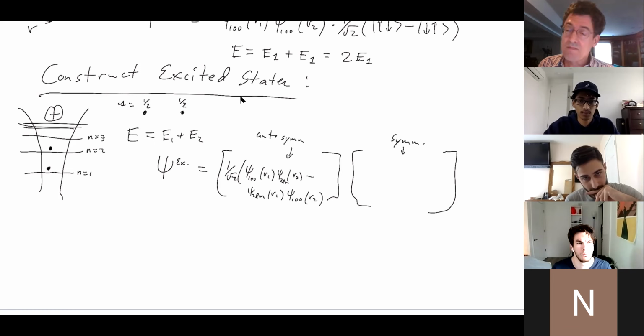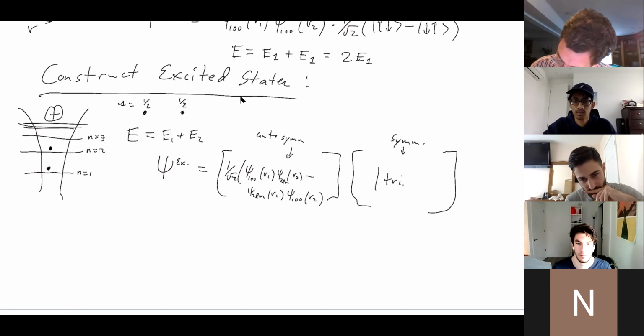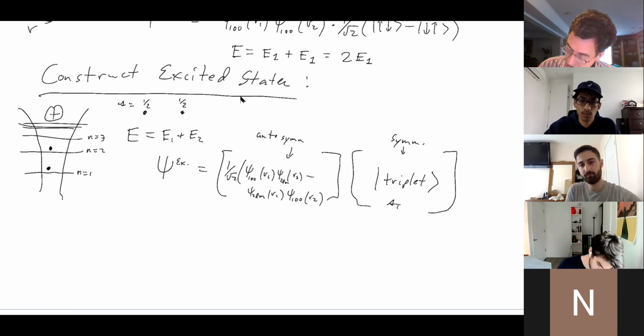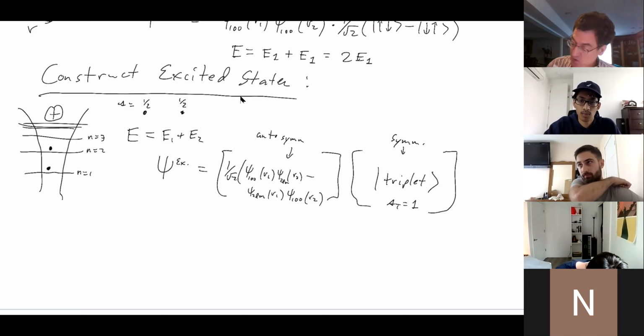Either one of the triplet states? Exactly. So I'll just write it here like this. Any one of the triplets would be fine. S total equals 1. That's right.